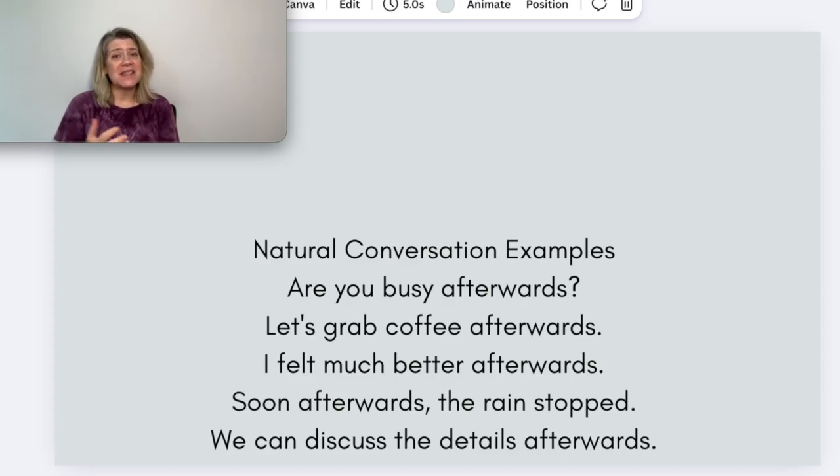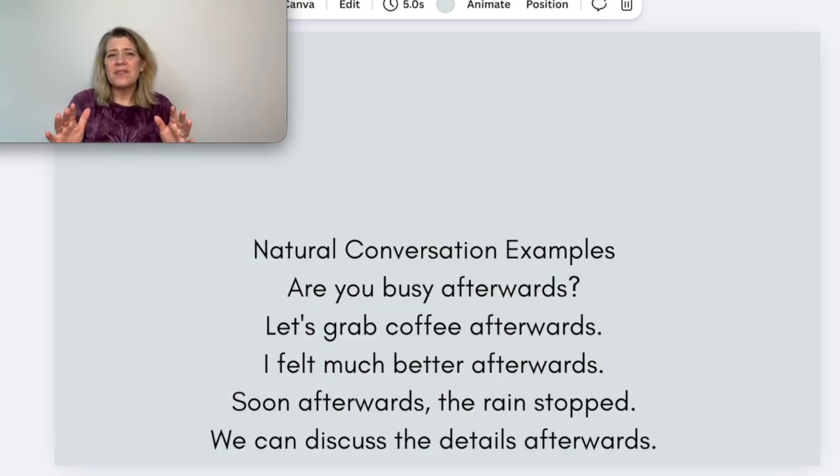Some ways we might use this in natural conversation. We might say, are you busy afterwards? You might say that if you are in a meeting and you want to meet someone later, you would ask them, hey, are you busy afterwards? Let's grab coffee afterwards. It's just whatever we're doing now, after this. Let's grab coffee. I felt much better afterwards. Soon afterwards, the rain stopped. We can discuss the details afterwards.